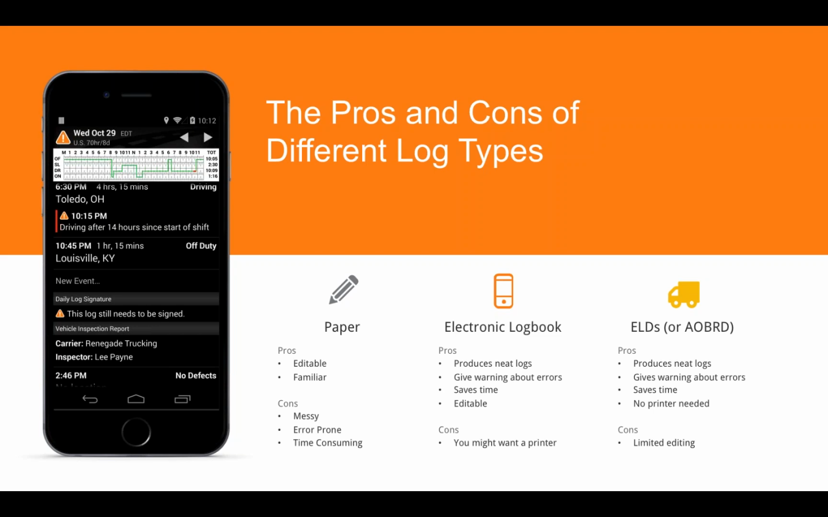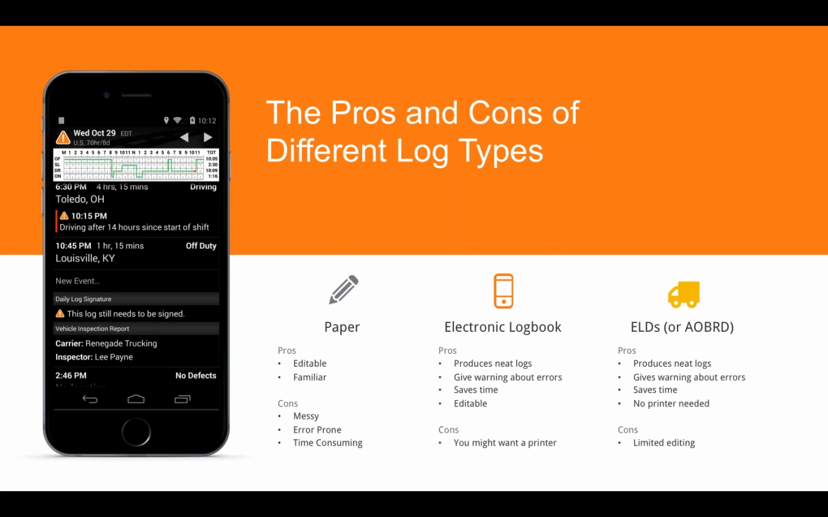Now, electronic logbooks, they're pretty much similar to paper. They're editable. It gives you warnings about when you've made a mistake so that you can fix it easily, and it makes nice logs. You don't have to spend that much time. But the big downfall with electronic logbooks is that you need to have a printer. Debbie touched on this earlier. In the rules currently, you have to be able to provide a printed copy of your logs if the officer asks for it. The vast majority don't, but there is still some, particularly in Missouri, that will ask for that. So if you're using an electronic log that's not engine connected, you do have to have the ability to produce a printed log.